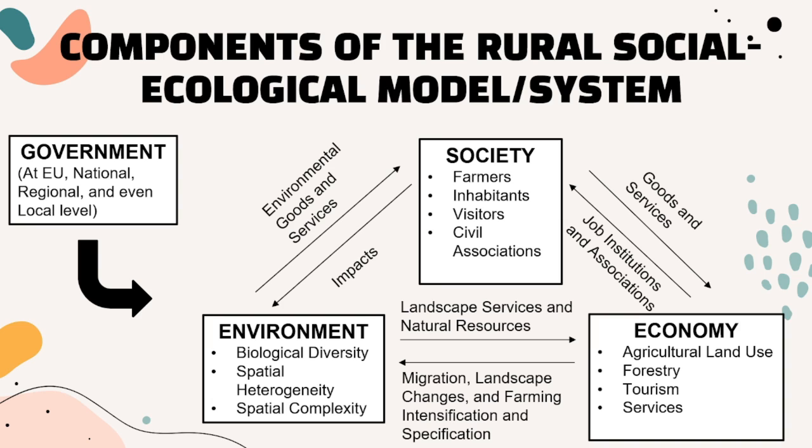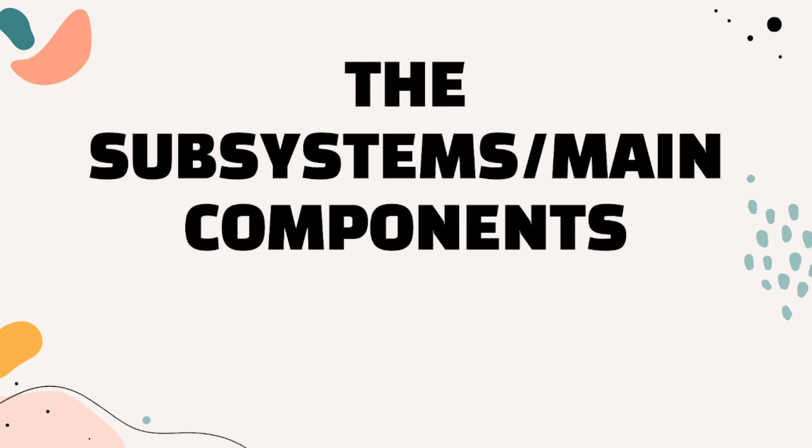So here we can see that there are three main components. We have the society, the environment, and the economy, and it also has subsystems or smaller components found within them. And then we have a supporting component, or an independent component, which is the government. Now let's move on to the subsystems or the main components that are found in the social ecological frame of reference that we are using.